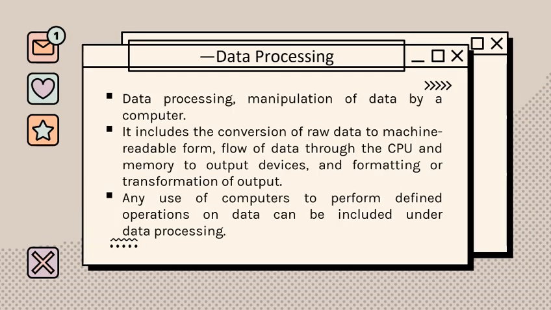First is data processing. Data processing, manipulation of data by a computer. It includes the conversion of raw data to machine readable form, flow of data through the CPU and memory to output devices, and formatting or transformation of output. Any use of computers to perform defined operation on data can be included under data processing.